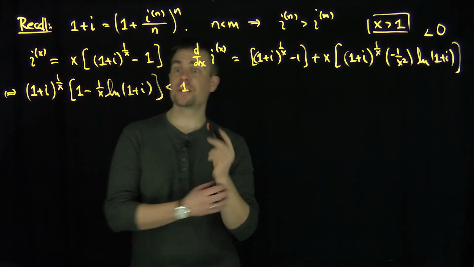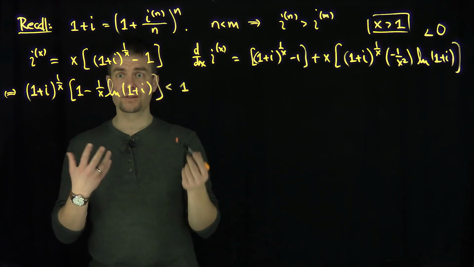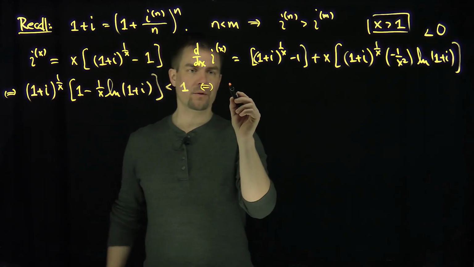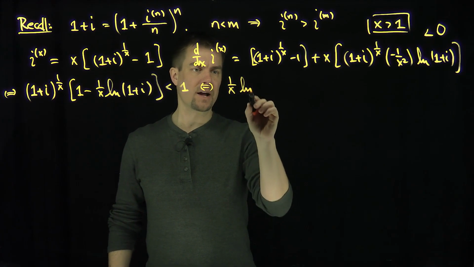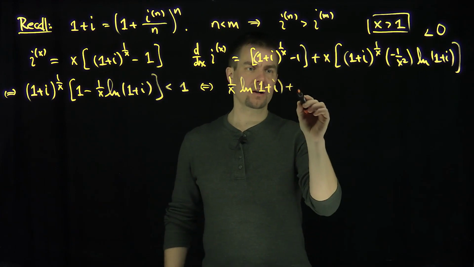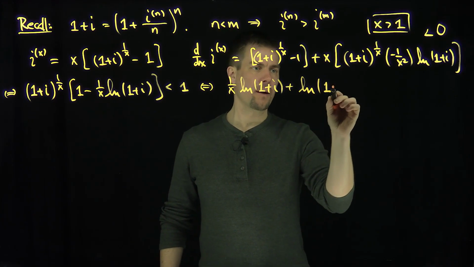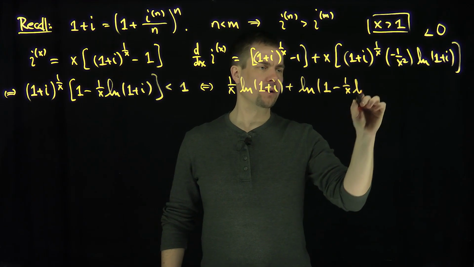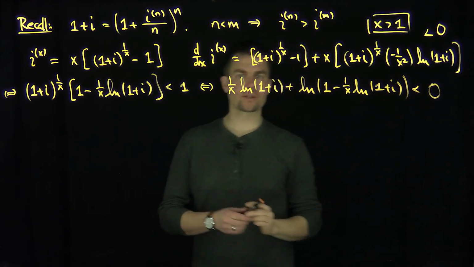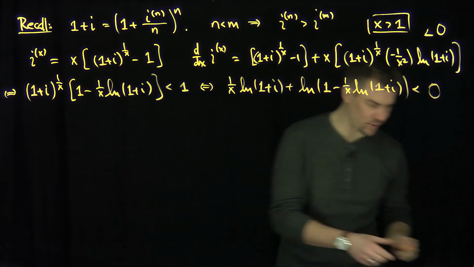Now, showing this is less than 1 is equivalent to showing that the logarithm of this thing is less than 0. So if I take the log of this, the first term is 1 over x natural log of 1 plus i, and then plus the natural log of this messy term, 1 minus 1 over x natural log of 1 plus i. I'd like to show that that's less than 0. That's equivalent to our function i_x being decreasing.